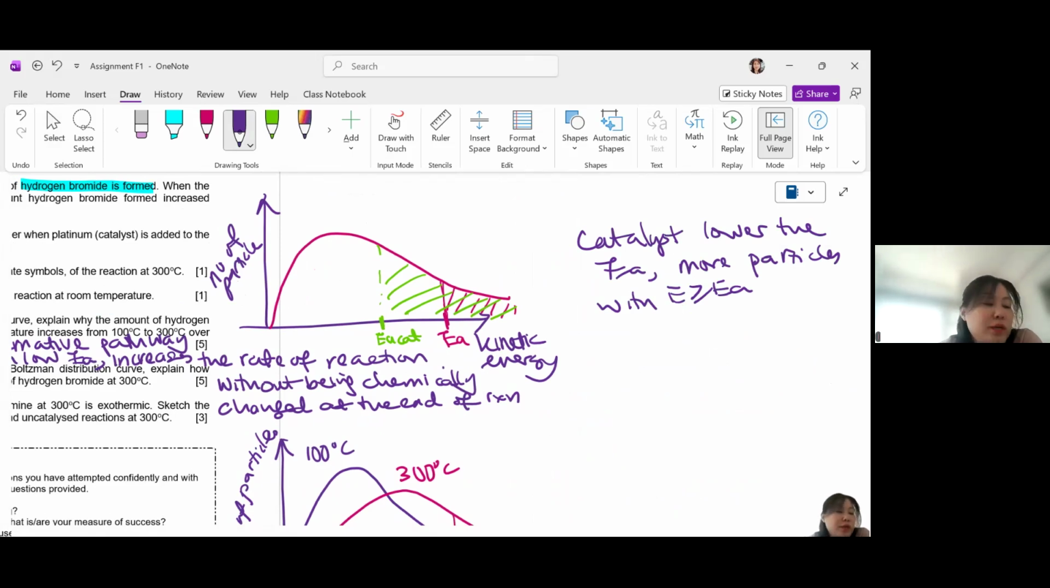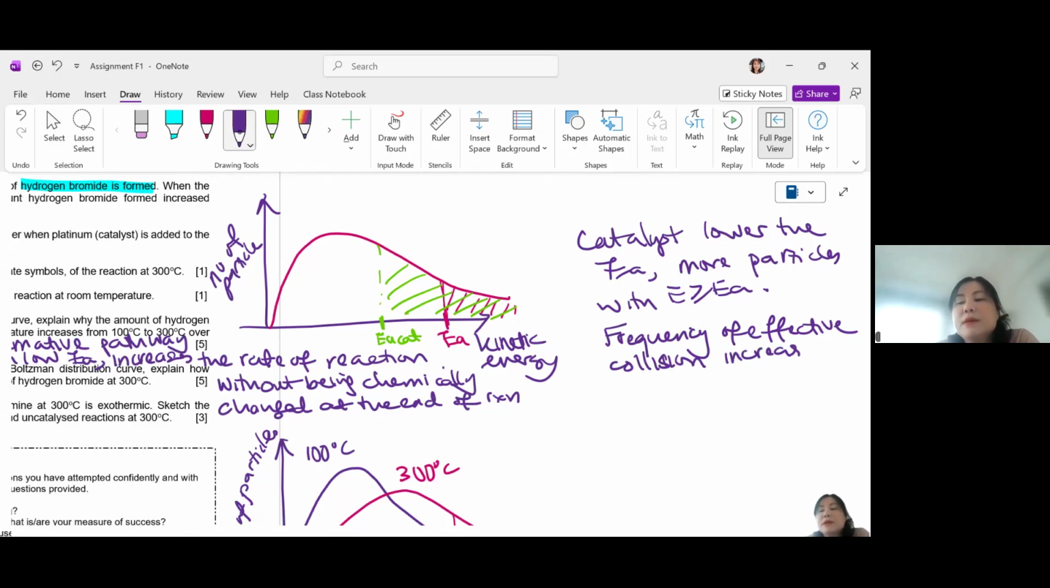Okay, and you can see the shaded green area. So what will happen when you have more particles with E greater or equal to EA? Then the same thing, we always end off our kinetics question with the word frequency of effective collision. So every kinetics answer, we try to end off with this statement: frequency of effective collision increases, and therefore rate increases.